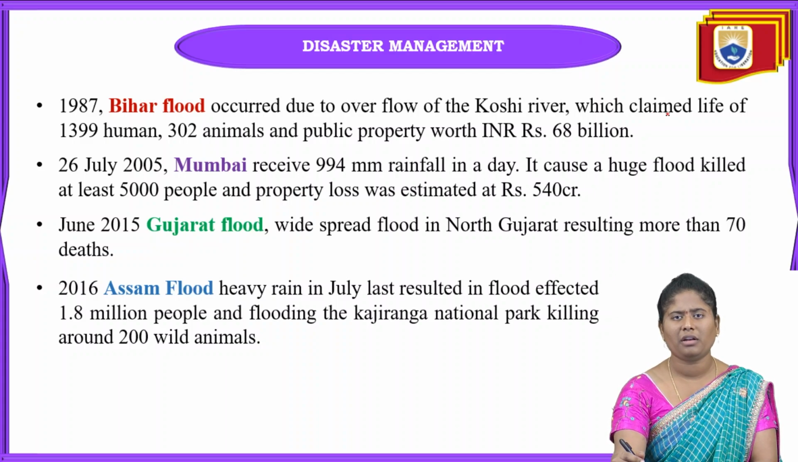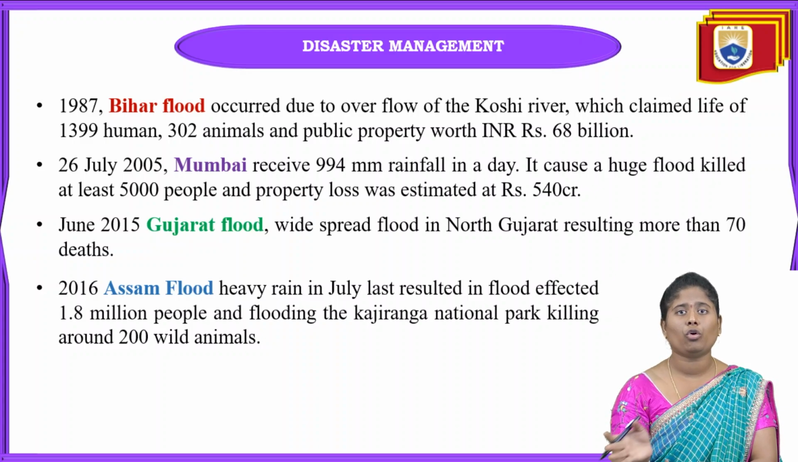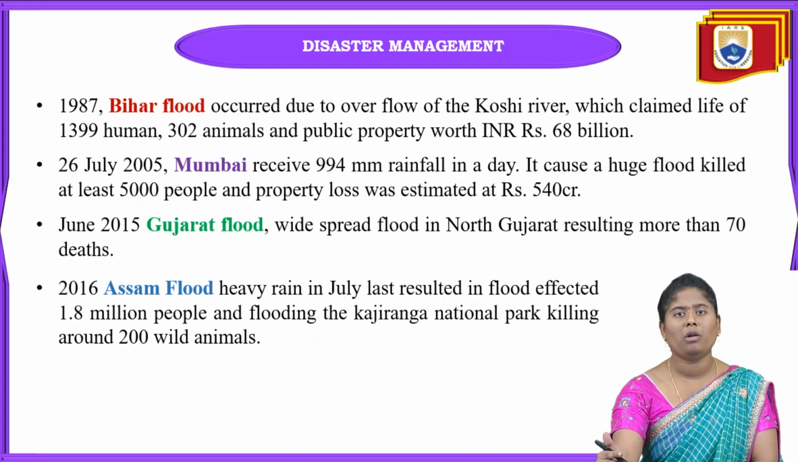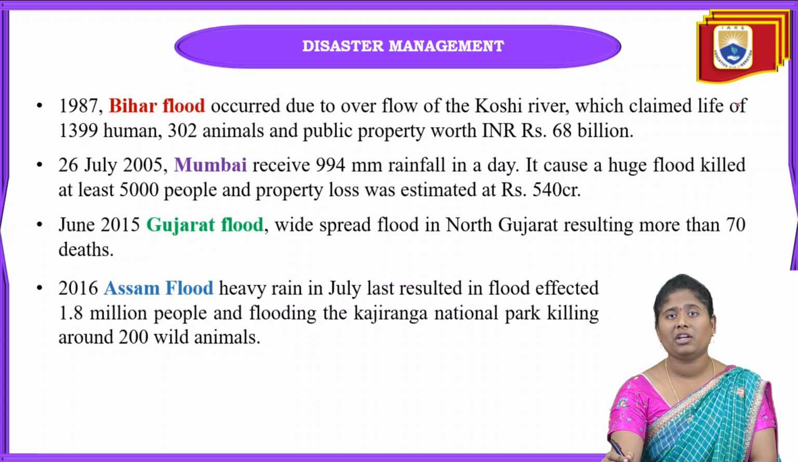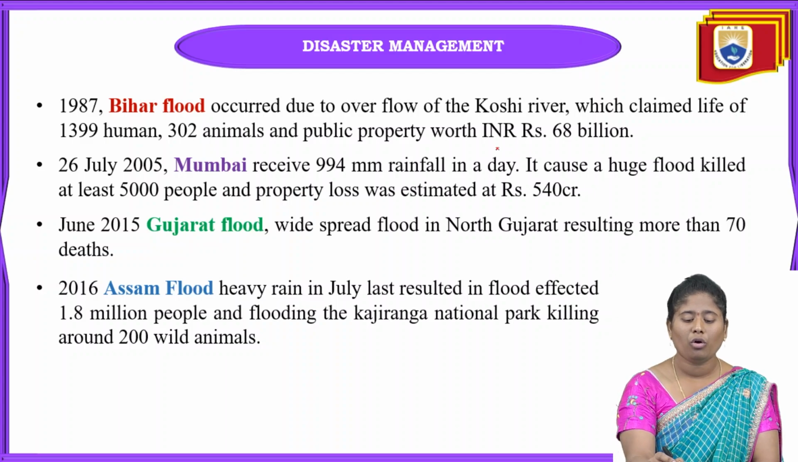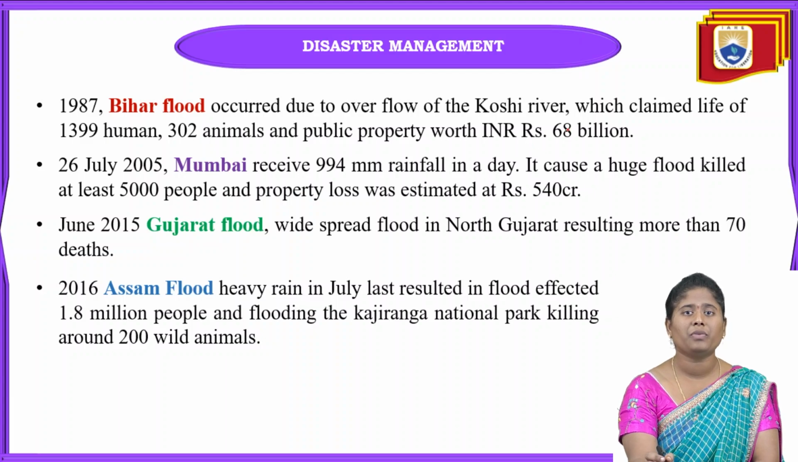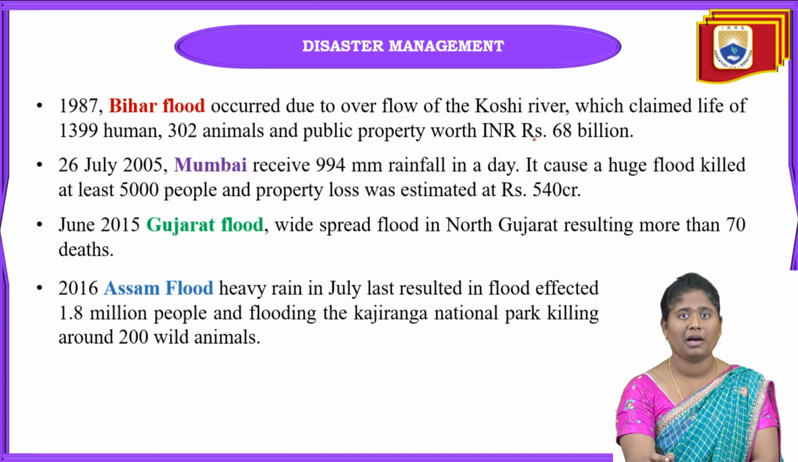Okay, and next one is in 1987. In 1987, in Bihar, floods occurred because of the overflow of the Kosi river. Why? Because of the heavy rainfall, this Kosi river overflowed. At that time, because of the overflow of that river, we lost 1399 people, and also 302 animals died, and the overall property loss was estimated at almost 68 billion. Okay, you can imagine how much flooding happened at that time in Bihar.